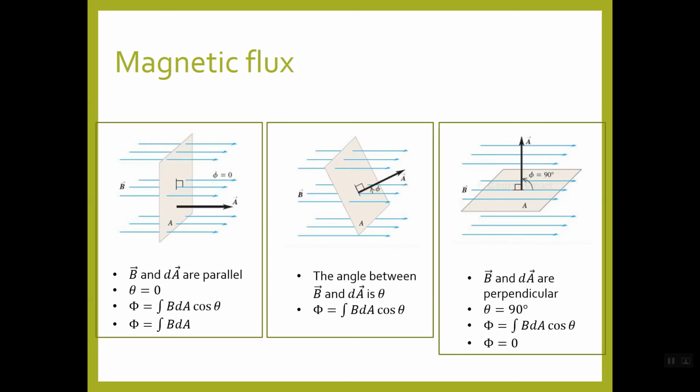And then the other extreme is when B and dA are perpendicular. In this case, the magnetic flux is 0. So there's 0 magnetic flux. There are no field lines going through the surface.